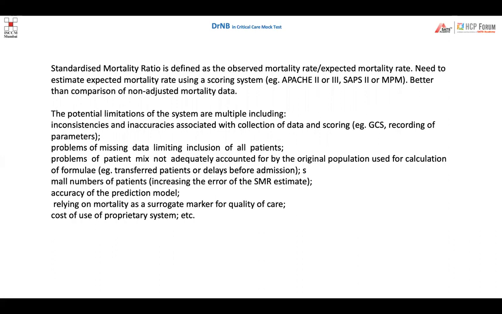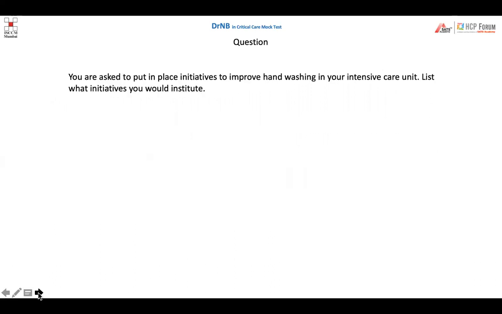The potential limitations of the system are multiple, including inconsistencies and inaccuracies with collection of data, scoring, missing data may be there, patient mix may not be the same. There may be more severe patients which are admitted to my one ICU compared to the other ICU. Number of patients will be smaller, so the error will be more. The accuracy of the prediction model is doubtful. Mortality as a surrogate marker for quality of care is again a doubtful thing. You cannot take mortality as a marker for quality of care, and eventually cost of use of the proprietary system. So standardized mortality ratio is not what can be used for comparing two ICUs.